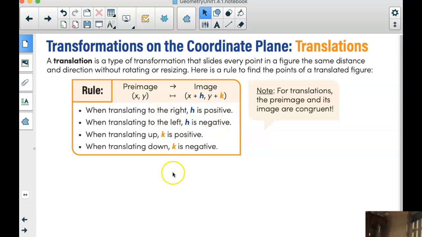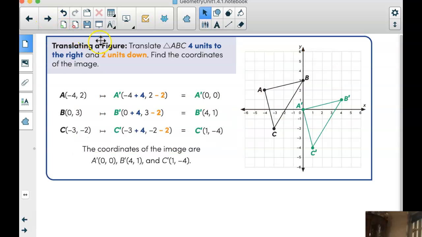Okay, if you're moving something to the right, we're adding something, it's a positive. When we're moving to the left, the h is going to be negative. Okay, h is what we're adding to the x. K is what we're adding to the y, and you'll see that comes in handy later. Okay? When translating up, k is positive, down, k is negative. And it's a rigid motion. The pre-image and the image are congruent. Remember, equal sign wearing a hat.